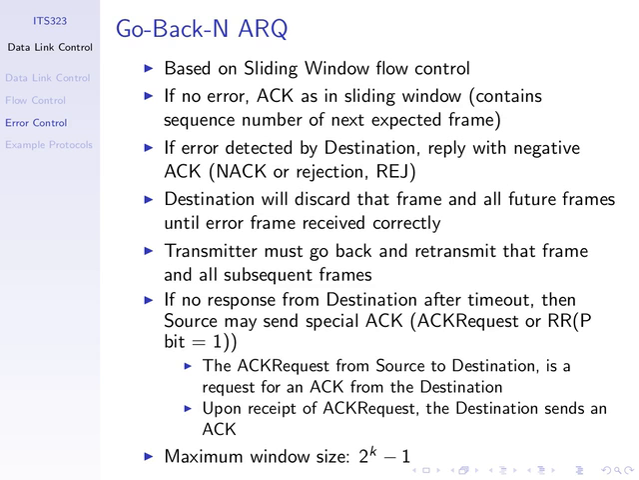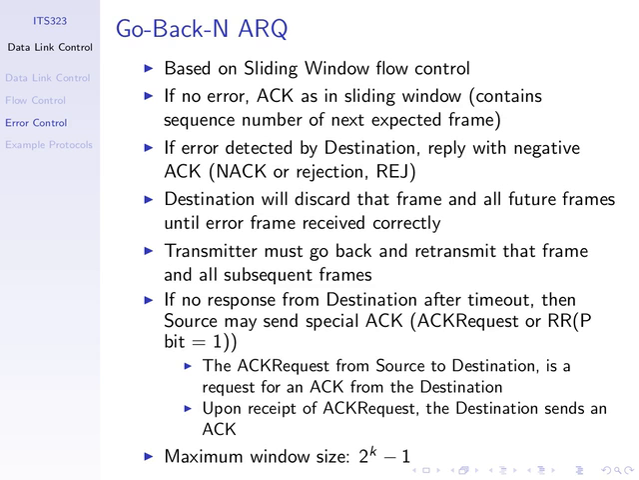Go back N is based upon the sliding window flow control, where we're allowed to send a window size of frames and then wait for an ACK. So the same concepts apply with sliding window. Sending a set of frames is allowed. We use sequence numbers. If there's no errors, then the ACK will come back and indicate they're allowed to send more. Same as sliding window.